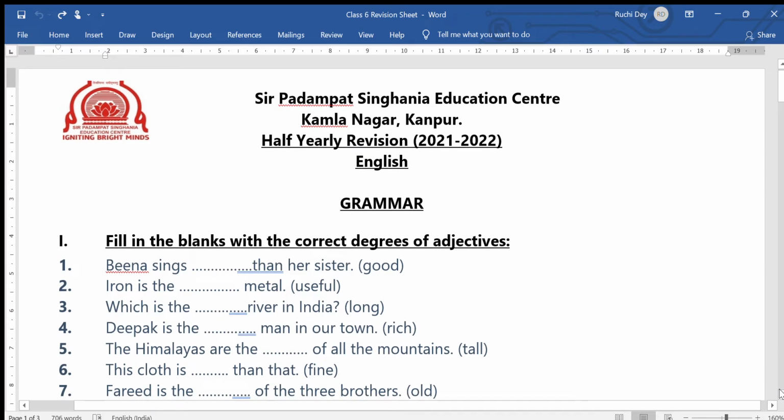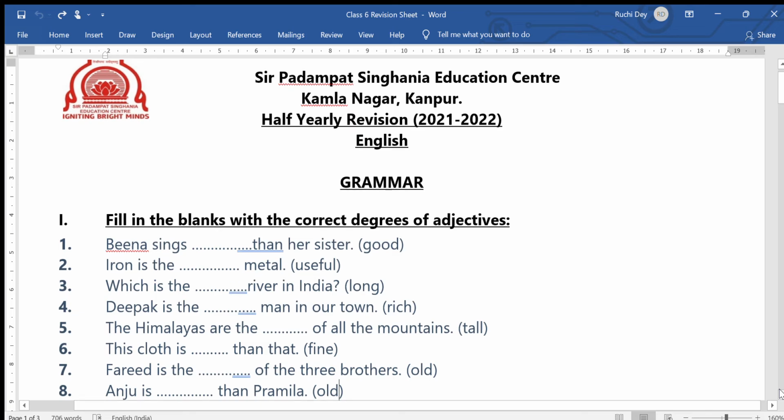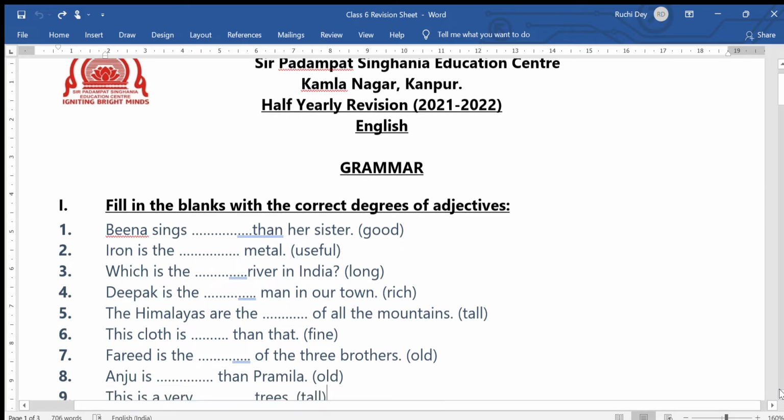Fourth one, Deepak is the dash man in our town. The word is rich. So automatically again it becomes the richest man in our town. The Himalayas are the dash of the mountains. The word is tall. Very simple, like the previous ones. The Himalayas are the tallest of all the mountains.